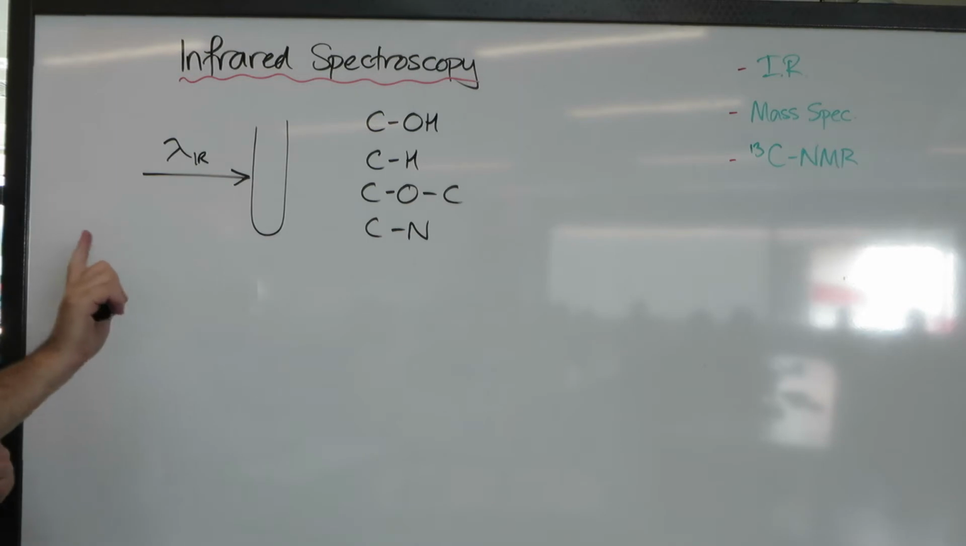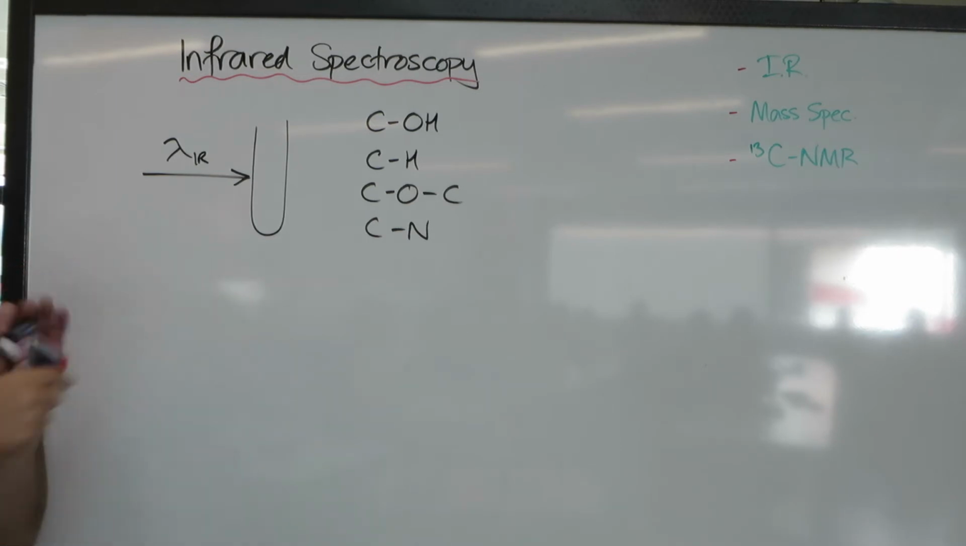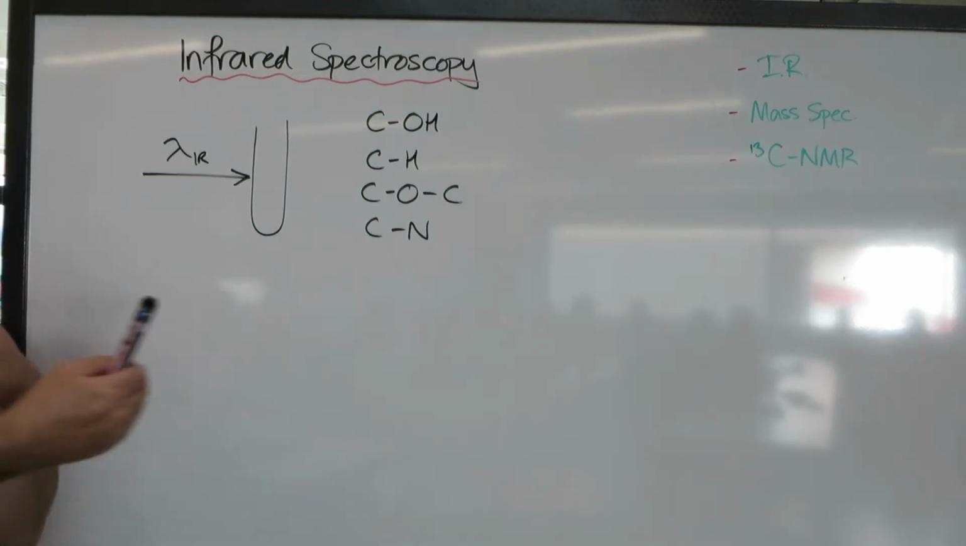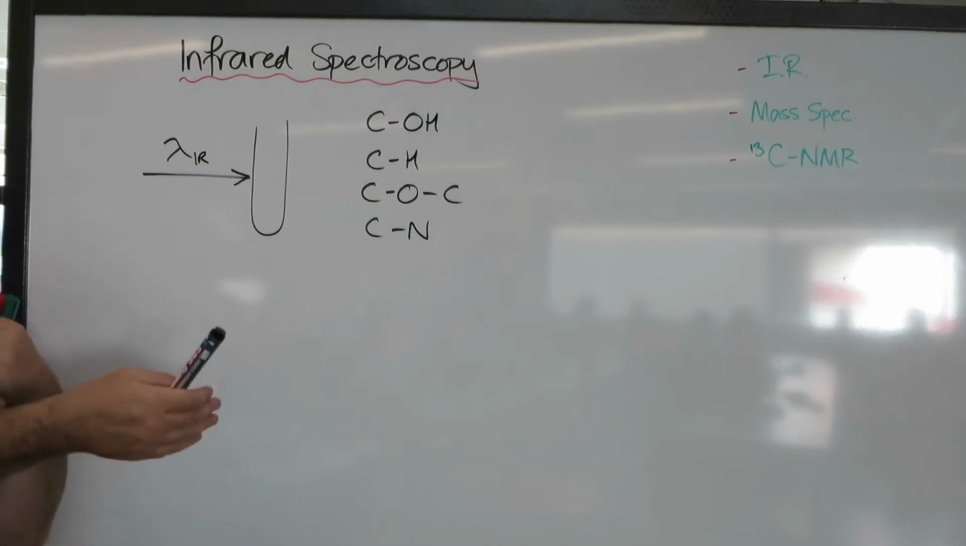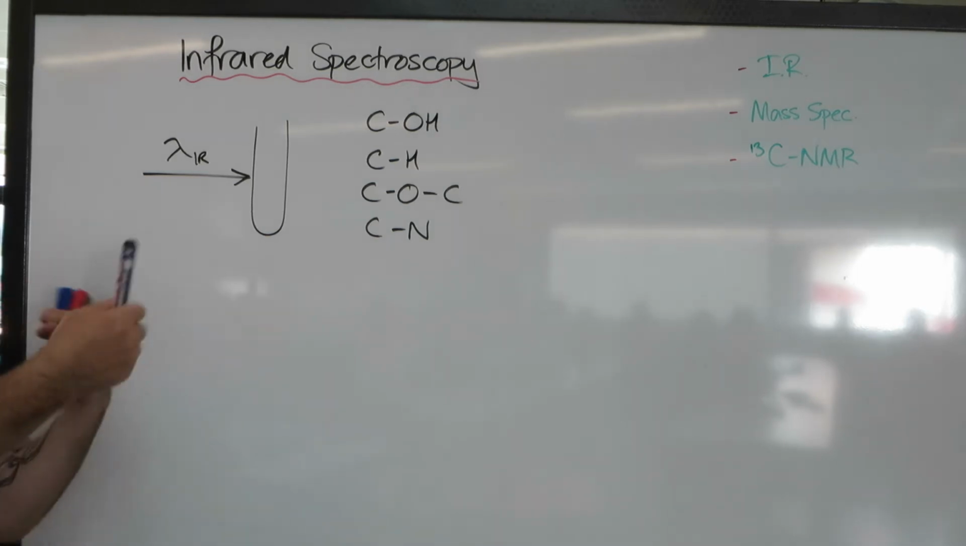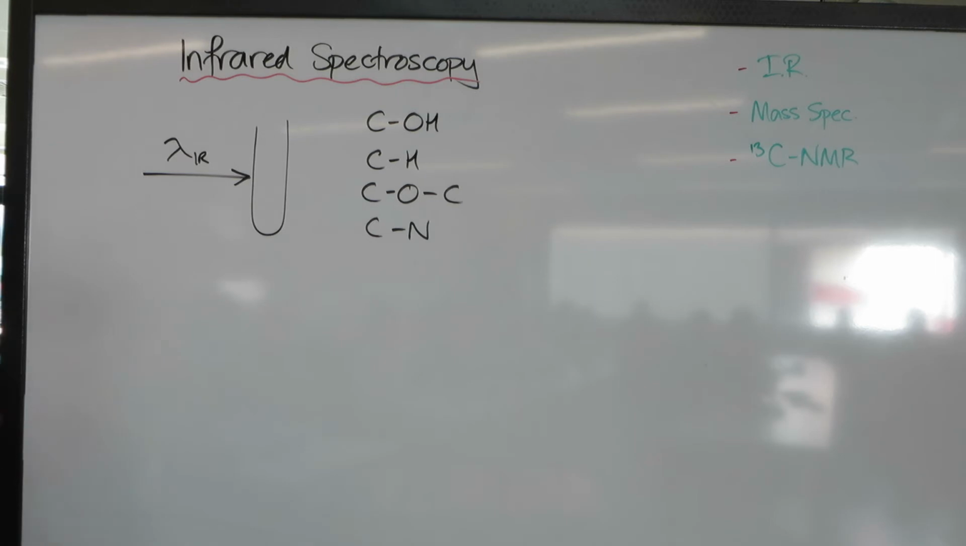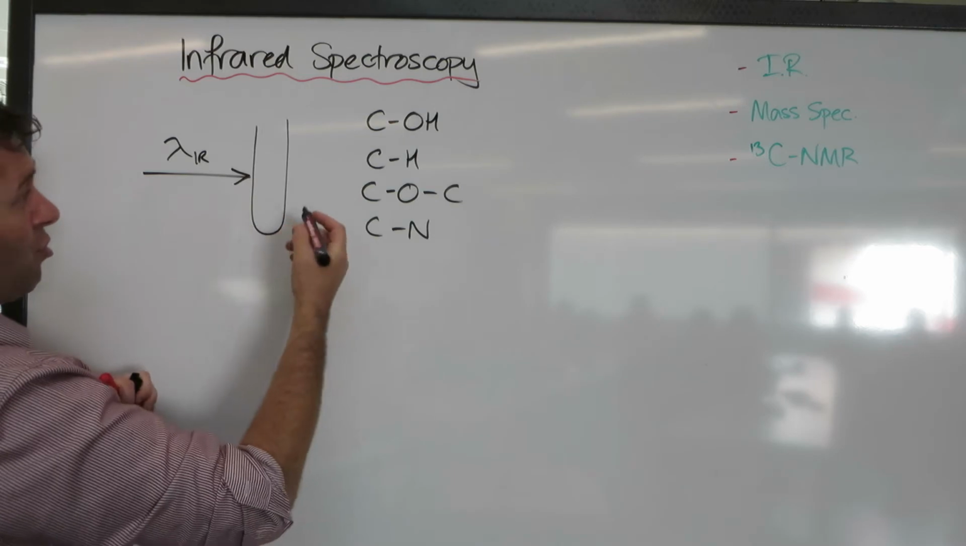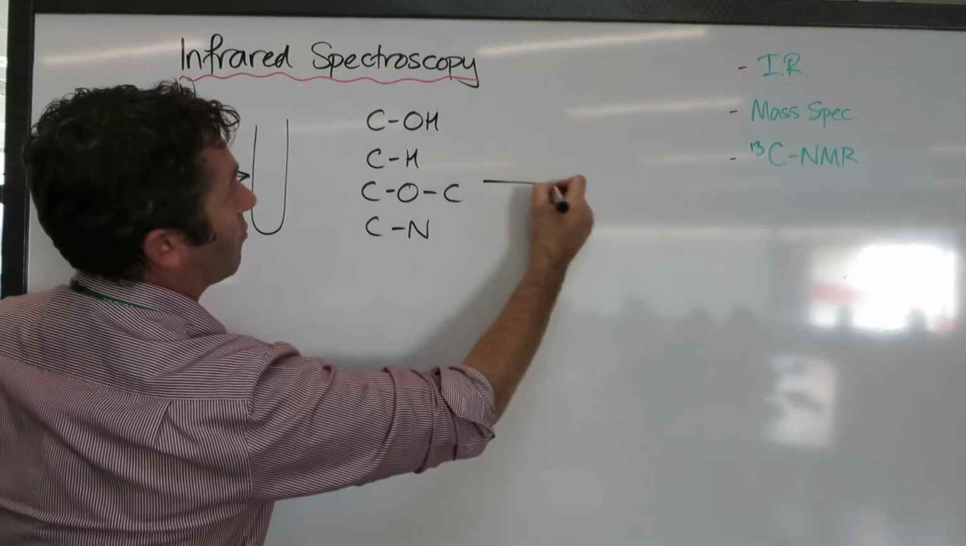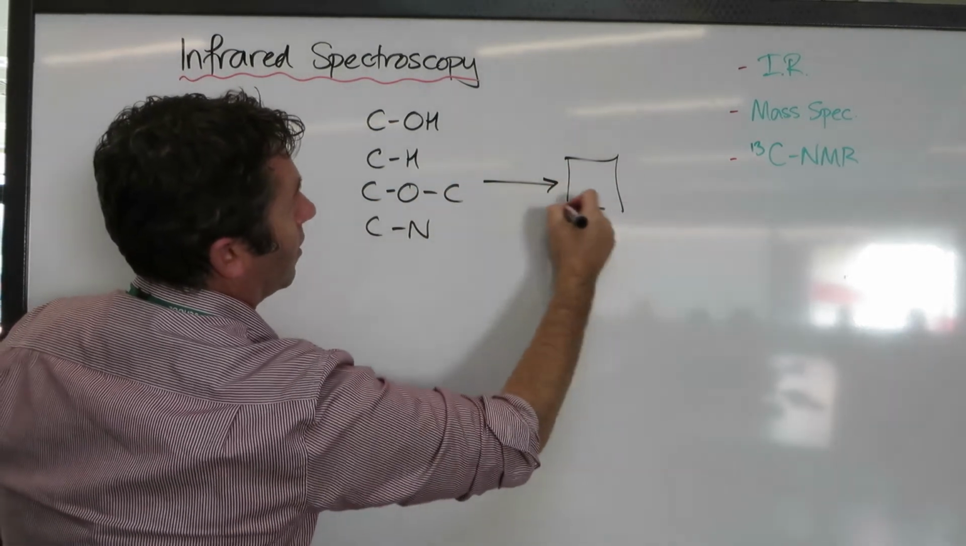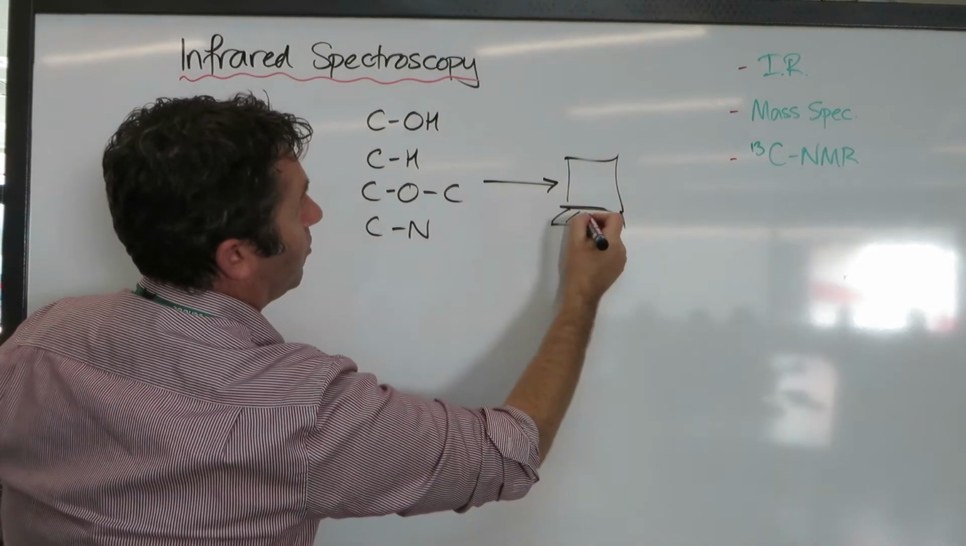Infrared is not one distinct wavelength, it's a variety. Just like light is a range of wavelengths between about 400 and 750 nanometers, infrared is a range of wavelengths as well. And different bonds will absorb different wavelengths of infrared light and not let them through. Whatever is left over comes out the other end and is detected and analysed by a computer.